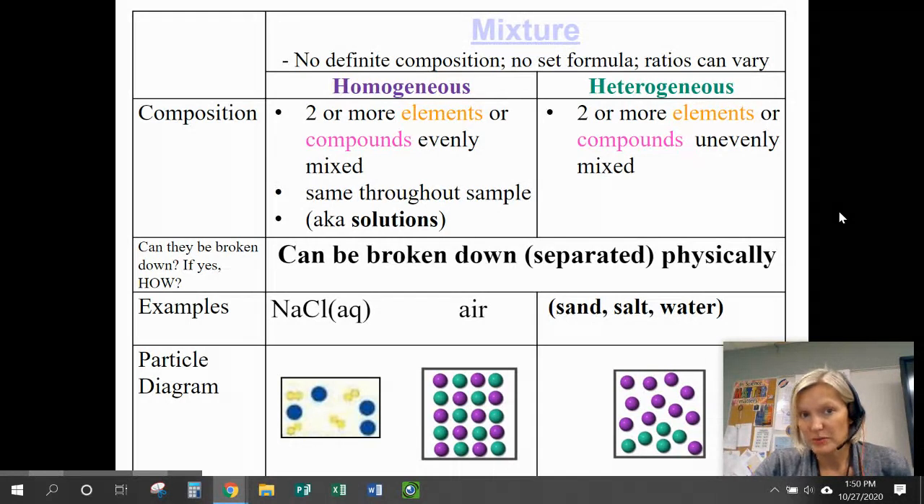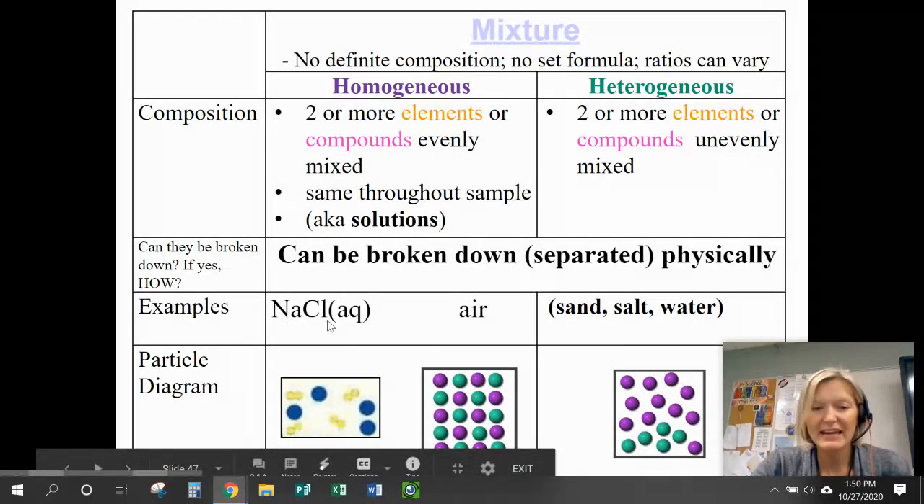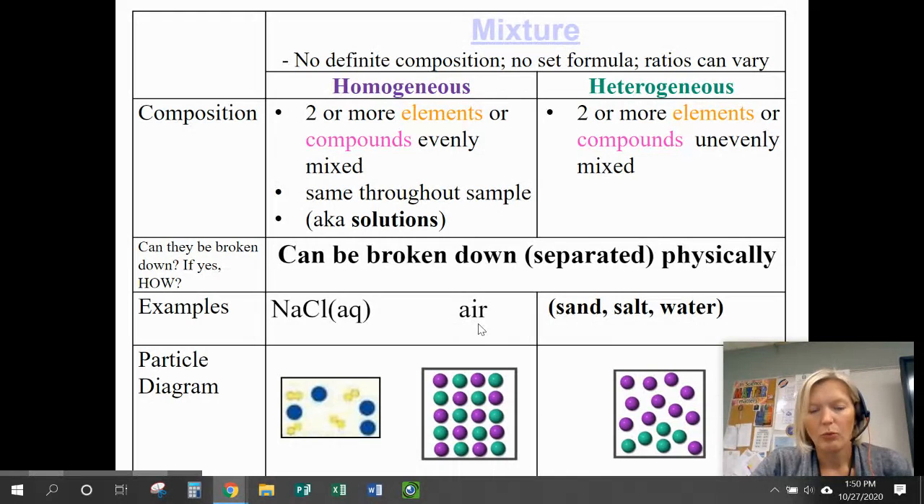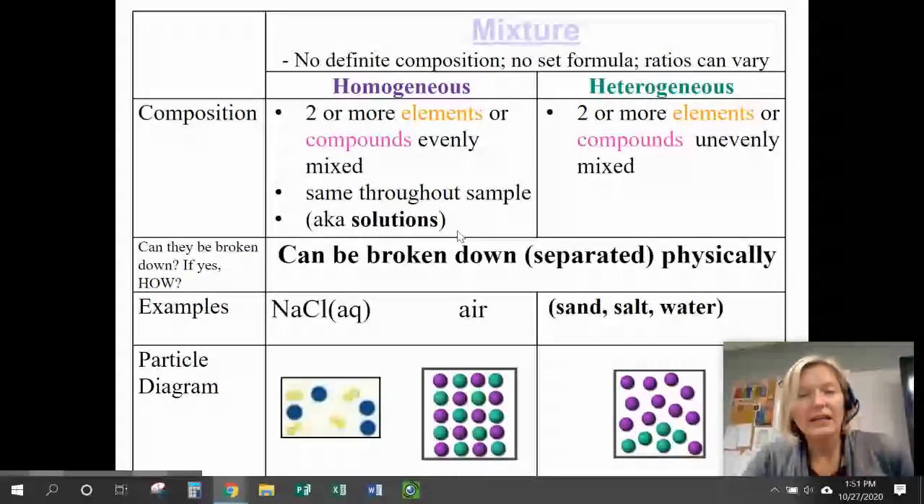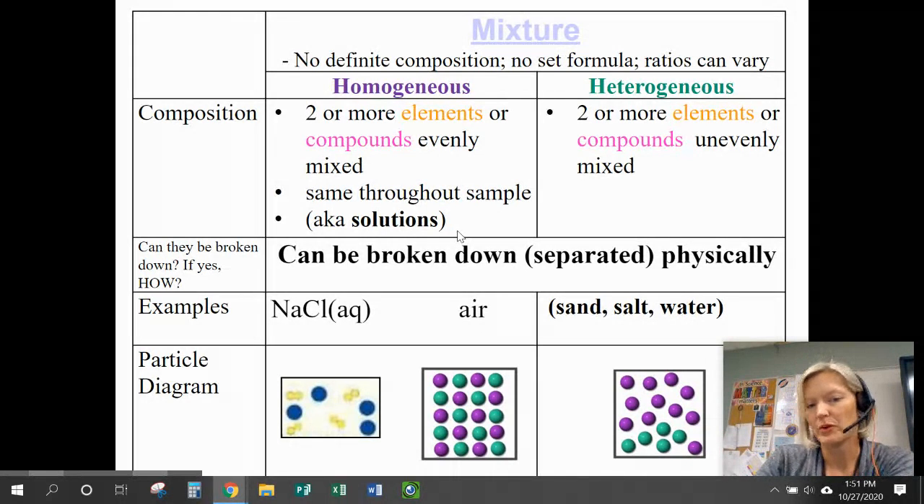We have a homogeneous mixture, which is two or more elements or compounds evenly mixed. It's the same throughout the sample. Best example is salt water, which we have right down here, NaCl aqueous. Another fabulous example is air. When we take a sample of air, we can't tell where's the oxygen, where's the nitrogen. I'm looking around the room, I can't see each. It's a homogeneous mixture. It's the same throughout. Now, when it's a liquid mixed with a solid and we can't tell, another word for it is solution.